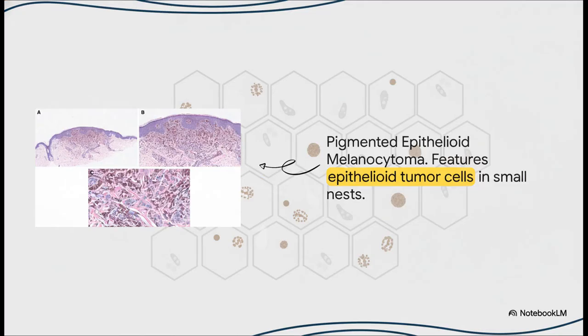All right, here's another one. A pigmented epithelioid melanocytoma. This type is often linked to the inactivation of a gene called PRKAR1A. Now, what you'll notice right away is that the epithelioid tumor cells are arranged in these little nests, and they're packed with a lot of that brown melanin pigment. It's another fantastic example of how these distinct visual features can point us directly to a specific biological category.